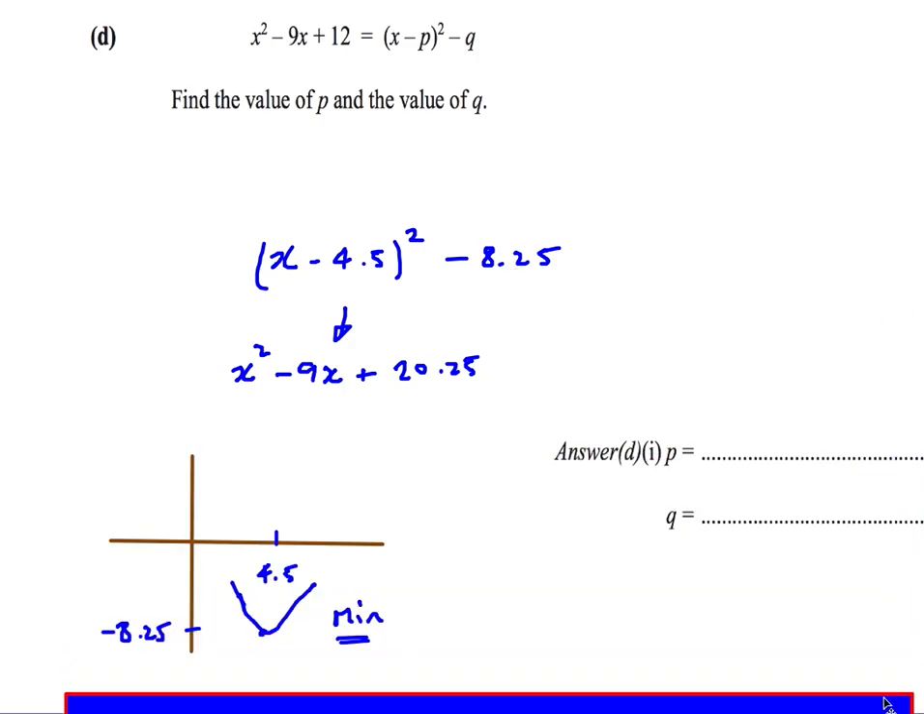Okay, and again, if you want to just visualize what that is, that's telling me there's a minus 4.5. That gives me x coordinate of 4.5. Minus 8.25 gives me the y coordinate of minus 8.25. That's what it looks like. And again, the x squared term is positive. Therefore, it's going to look like this. Therefore, it's going to be a minimum point.